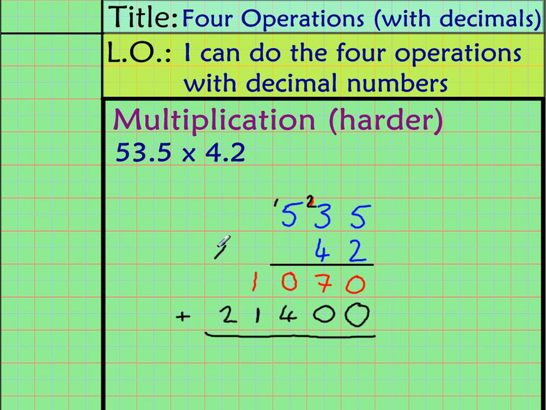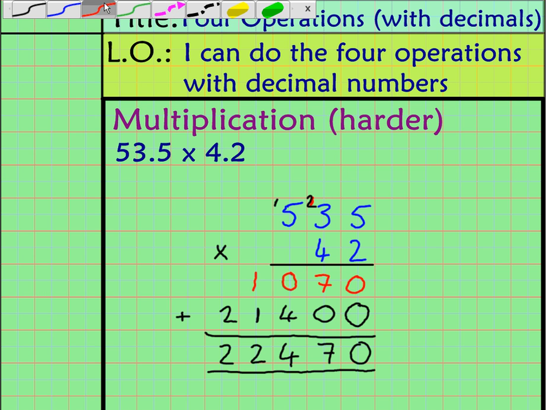Remember, this was a multiplication question. Now add the last bits here. So 0 plus 0 is 0. 7 plus 0 is 7. 0 plus 4 is 4. 1 plus 1 is 2. And 0 plus 2 is 2. I've nearly finished, but what have I got to do? That's correct. I need to put my decimal point in.